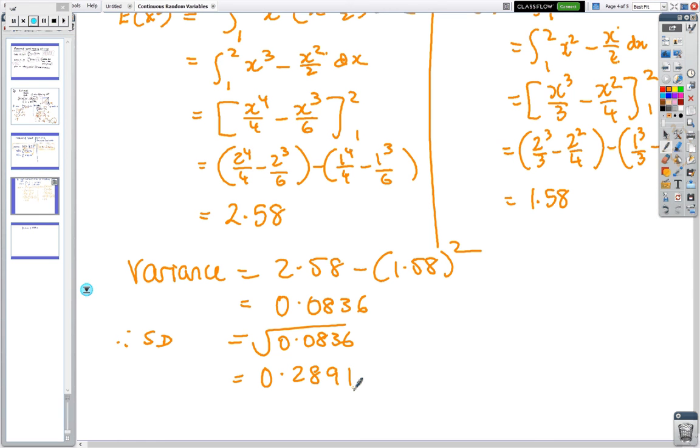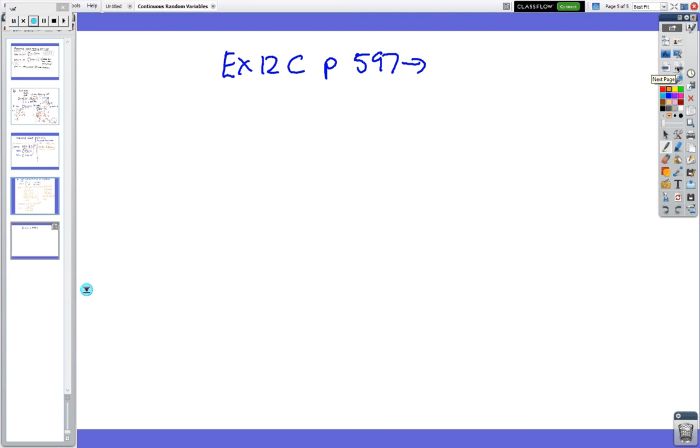Okay, copy that and come across. Okay, so exercise 12C, page 597 onwards. Do a variety of questions, and we should be done.